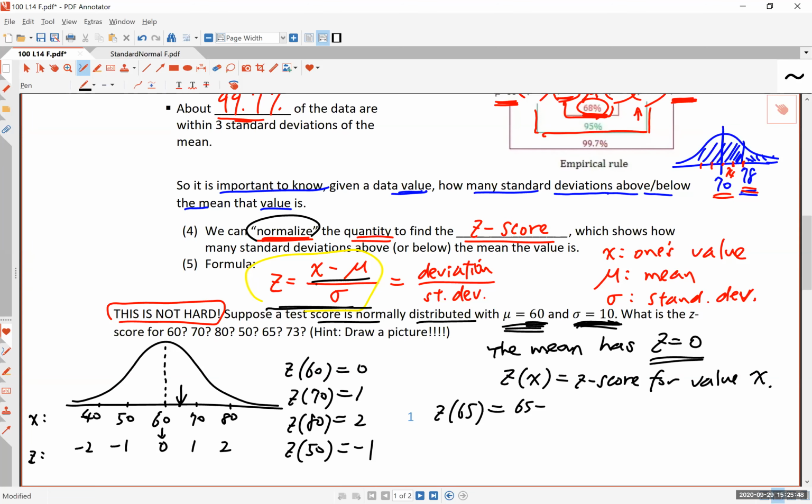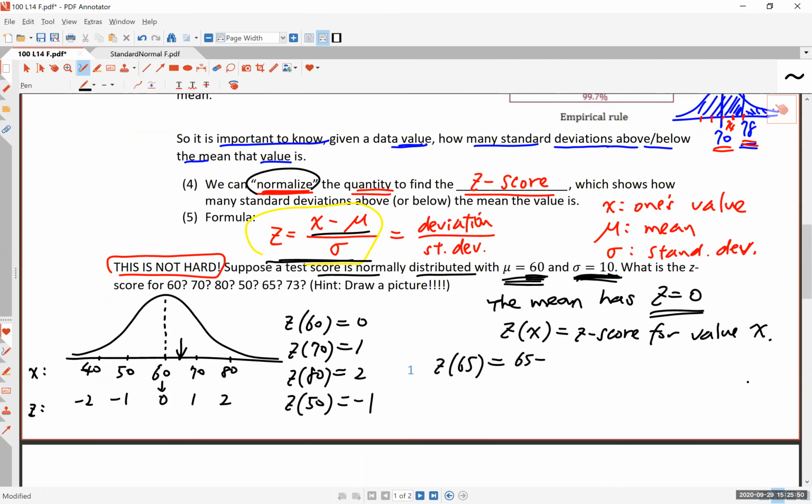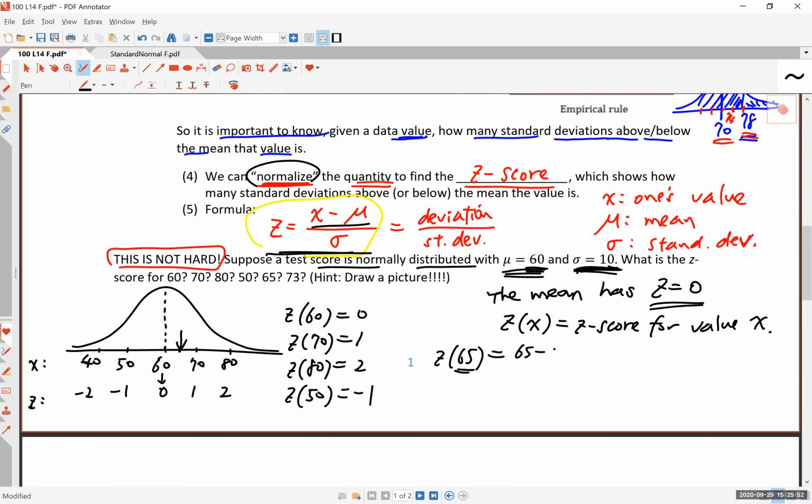And this time you can use the formula if you like. It's 65. Remember, this number minus the mean divided by the standard deviation of 10. That's 0.5, because 65 is exactly half of the standard deviation above the mean. That's what 65 is, right?